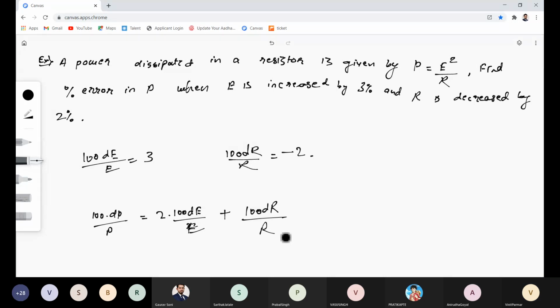Okay, fine. Answer is 8. Okay, that's all about errors and approximations. In the next lecture, we'll study maxima and minima for two variables. Maxima and minima you have already done in your 12th standard, but that was for the function of one variable. Now we are going to see it for the functions of two variables.